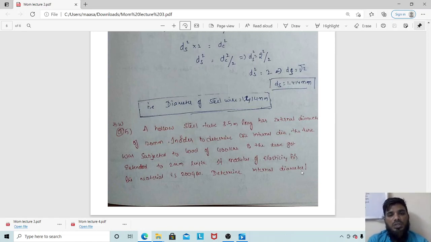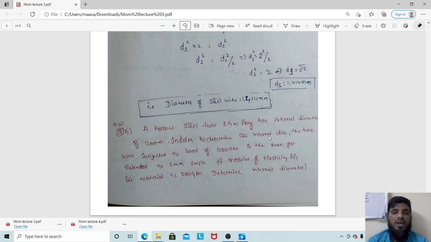A hollow steel tube. Whenever they ask hollow, you have to take the area as pi by 4 into D outside diameter minus d inside diameter. They have given the external diameter. They have given length here. We will follow the question. A hollow steel tube of 3.5 meter long, length is given, has external diameter of 120 mm, and they have told in order to determine the internal diameter.